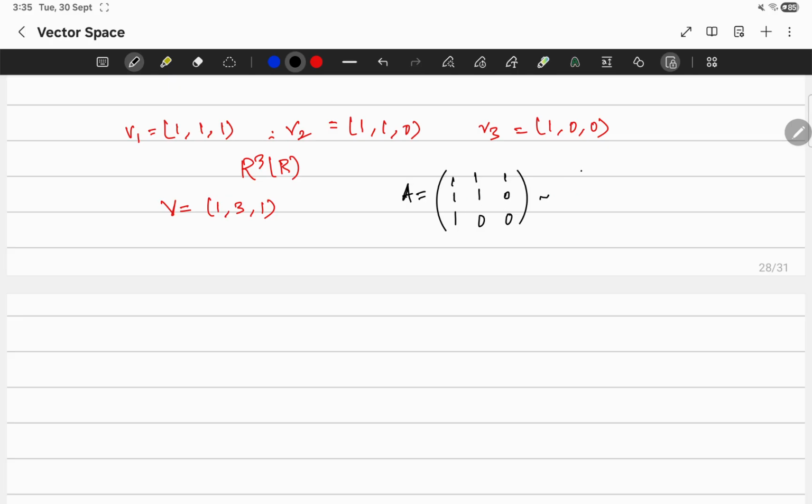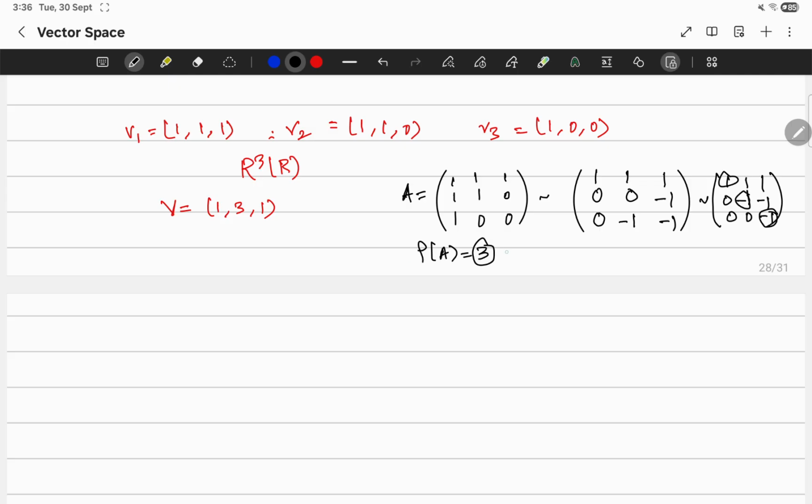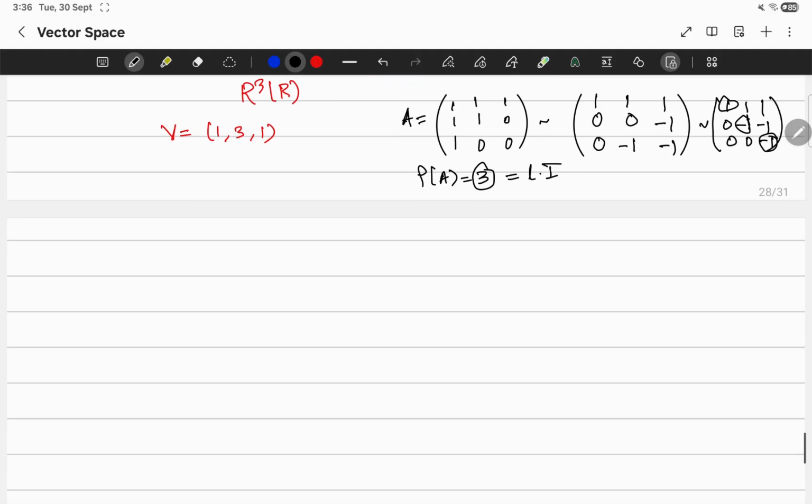Even by the echelon form you can do it: 1 1 1, then 1 minus 1 is 0, 1 minus 1 is 0, it is minus 1, and it is minus 1. You can write it in this form: (1 1 1), (0 minus 1 minus 1), (0 0 minus 1). These are the pivot elements, and the rank of A is 3. So it means v1, v2, v3 are linearly independent. Now we will check the span.